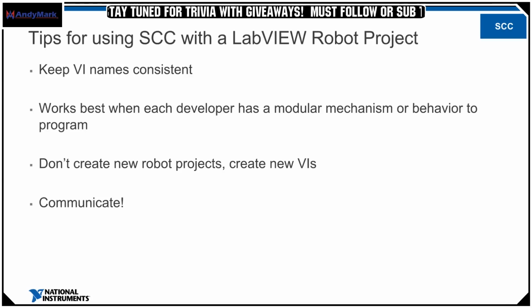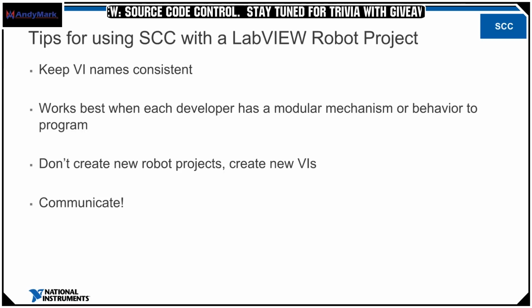And then don't create new robot projects, create new VIs. You can do this by going to new VI from the splash screen, that's the Getting Started window. This just helps to ensure that you're not overwriting someone else's teleop VI or any of the other predefined VIs we have in the robot project.